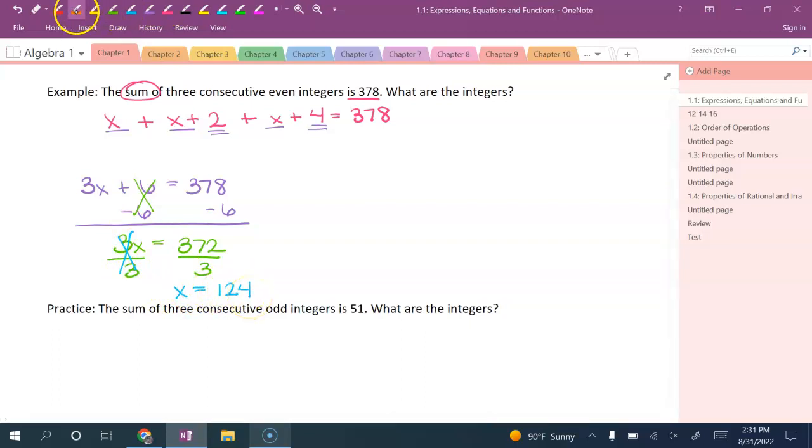So the three numbers that I'm looking for, the first one's going to be 124. And then to find the next two, I need the next two even numbers, or think about what would be 124 plus 2 and 124 plus 4. And so the next two numbers would be 126 and 128.